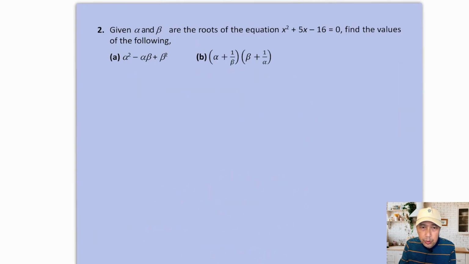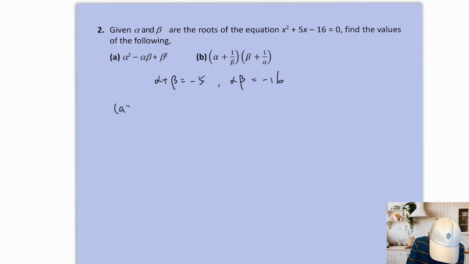Question 2. Given alpha and beta are the roots of this equation, find the values of the following things. First, we need to write down the sum of roots and the product of roots. Although the question hasn't asked us, they are useful anyway. In part A, alpha square minus alpha beta plus beta square.